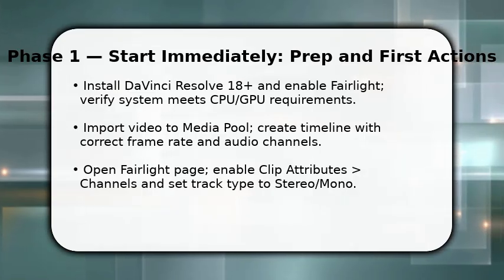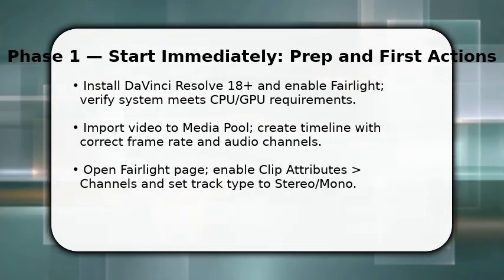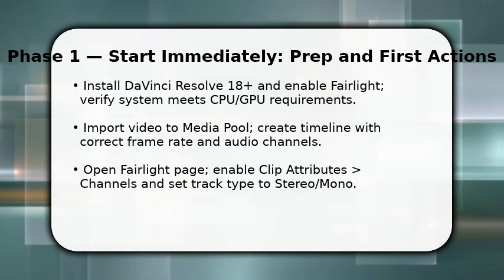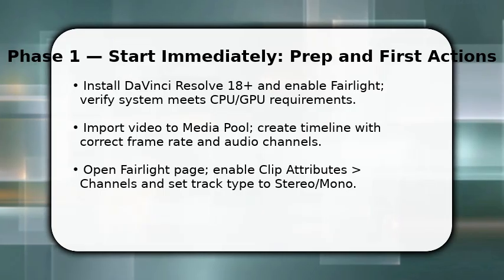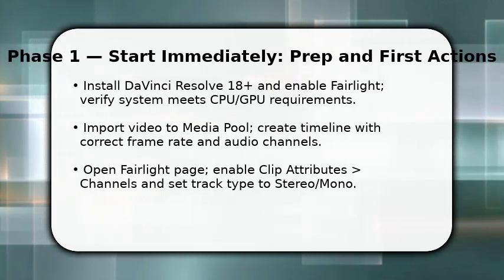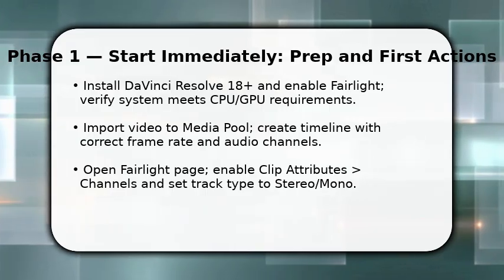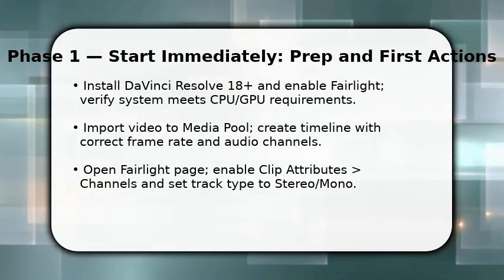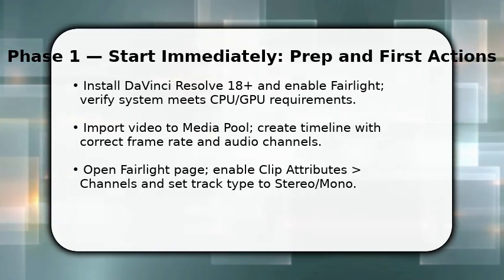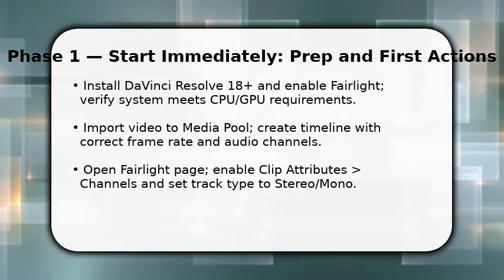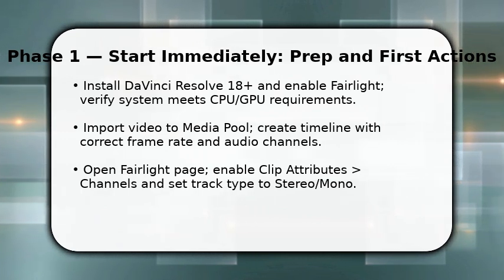If you're starting right now, install DaVinci Resolve 18 or later and confirm Fairlight is available. This matters because transcription uses the timeline audio. Import your source into the media pool, then drag it to a new timeline with the correct frame rate so captions sync. Once the clip is on the timeline, open the Fairlight page and check clip attributes to confirm audio channels and sample rate. Make sure the clip is readable and not muted. This prepares the audio for accurate transcription.